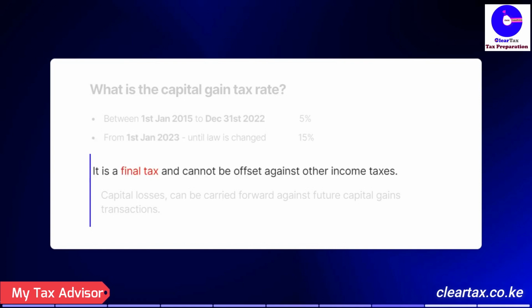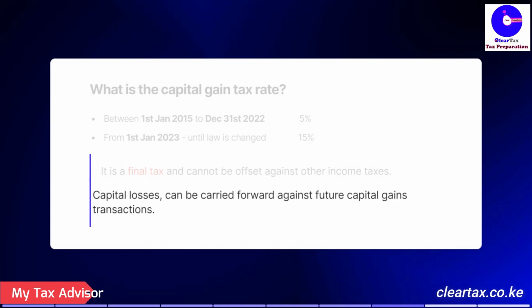Capital gains tax is a final tax, and what that means is that income is not gonna get subjected to any other tax. And also what that means is you cannot offset this tax against other taxes. All right. For instance, you cannot offset this tax against your income tax.